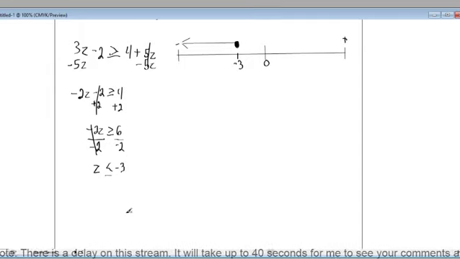I wouldn't worry so much about the signs of things so much as if you divide both sides by a negative or multiply both sides by a negative, your sign is going to flip. Your inequality is going to flip. So like we started out with a greater than symbol here. Now we have a less than because we divided both sides by a negative.